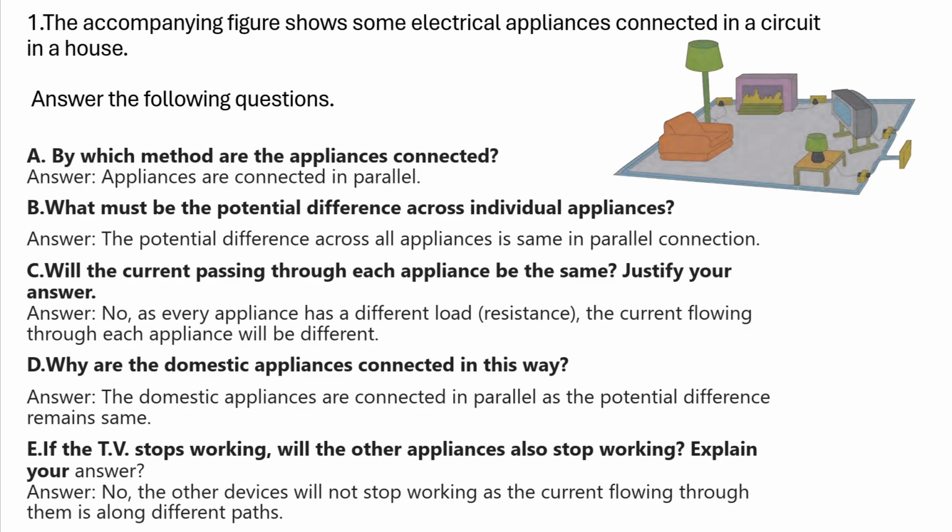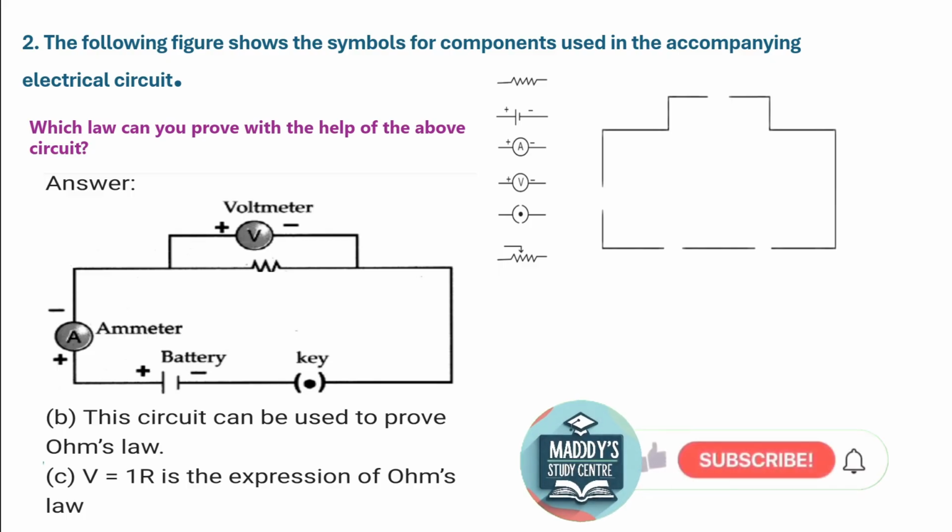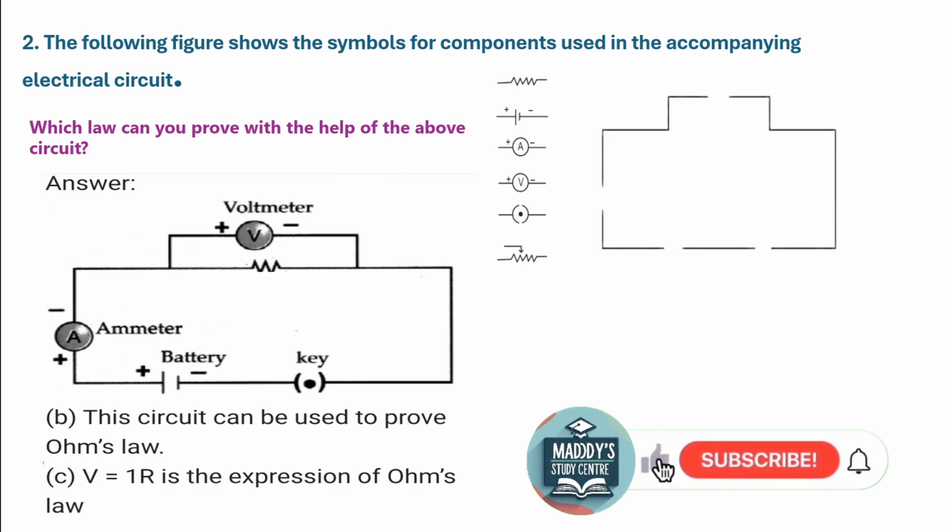E. If the TV stops working, will the other appliances also stop working? Explain your answer. Answer. No, the other devices will not stop working as the current flowing through them is along different paths. 2. The following figure shows the symbols for components used in the accompanying electrical circuit.